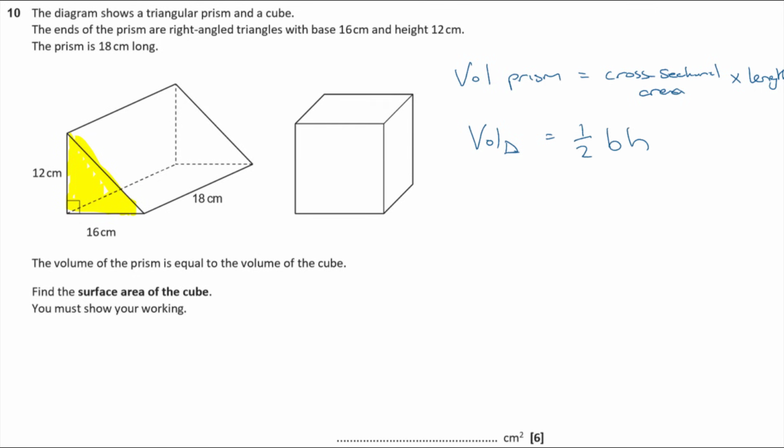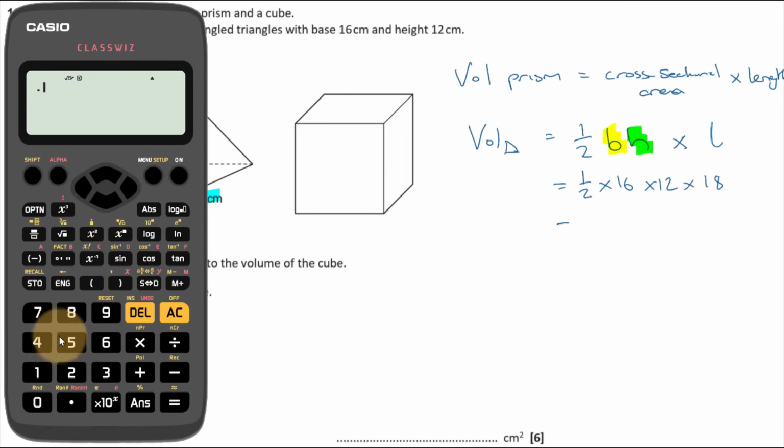height, and then we're going to multiply it by the length between the front and the back face. So that's half times the length of the base. The length of the base is 16, so base is 16. The height of my triangle is 12, so that's going to go there, times 12. And then the length of my prism is that 18 there, so that's going to go on the end. So I've got half times 16 times 12 times 18.